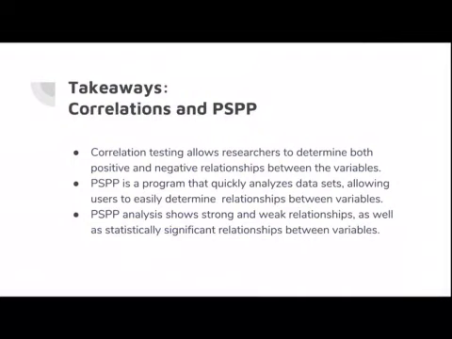Our takeaways for correlations and PSPP are: correlation testing allows researchers to determine both positive and negative relationships between the variables. The PSPP program is an easy way to quickly analyze data sets, which allows users to easily determine relationships between variables. The PSPP analysis shows strong and weak relationships, as well as statistically significant relationships between variables. The scatter plot graphs are especially important to show this material easily.